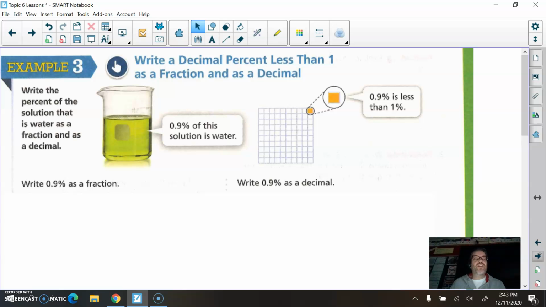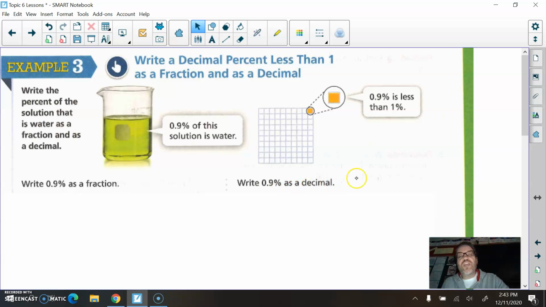All right, I'm going to try to do one more example here. I am running low on time. If I have 0.9% of this solution being water, the rest of it is something else. 0.9% of the solution is water. Think of it like this. Here's 1% right here. Look how almost all of it is filled orange, but not quite all of it. It's 0.9 of 1%. As a fraction and as the decimal, let's do the easy one first.